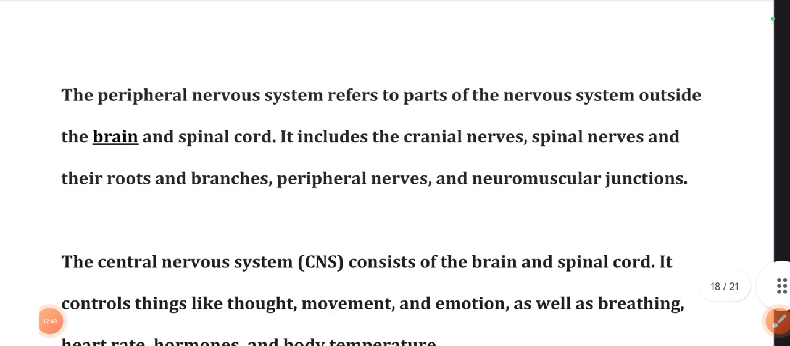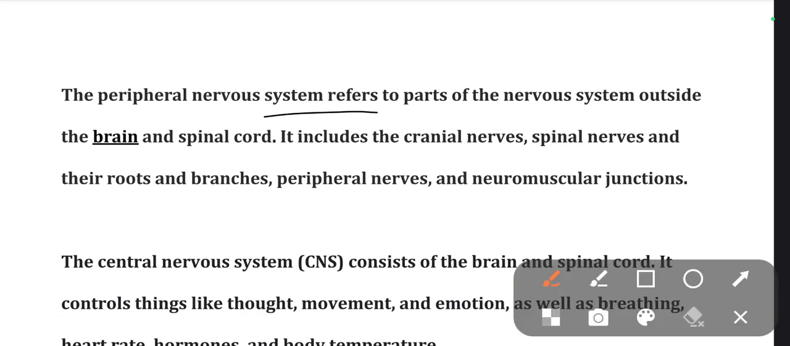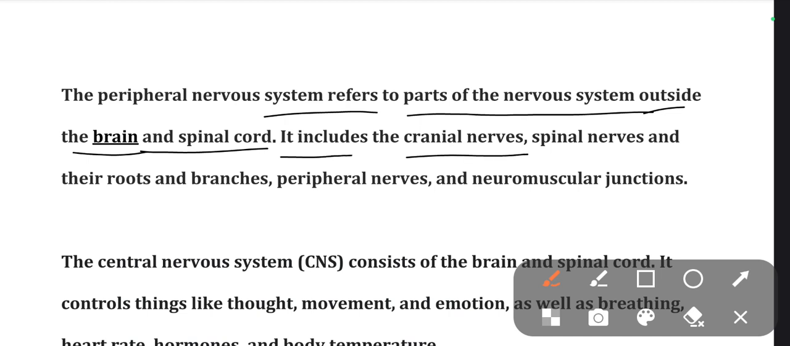So the first one is the peripheral nervous system. It refers to the parts of the nervous system outside the brain. So it is not closely related to the brain and the spinal cord. It includes the cranial nerves, spinal nerves, and so on. It refers to the part of the nervous system outside the brain and the spinal cord.